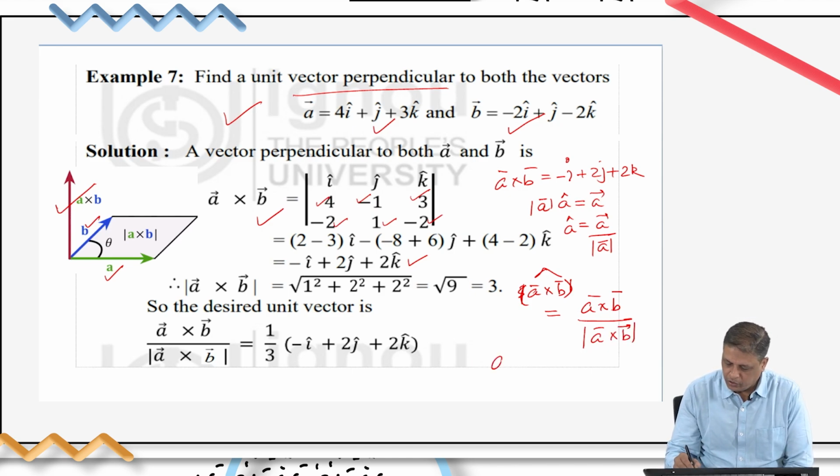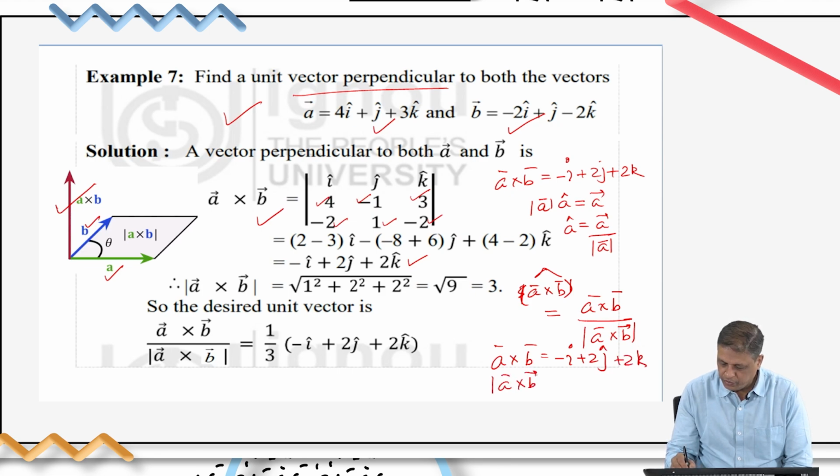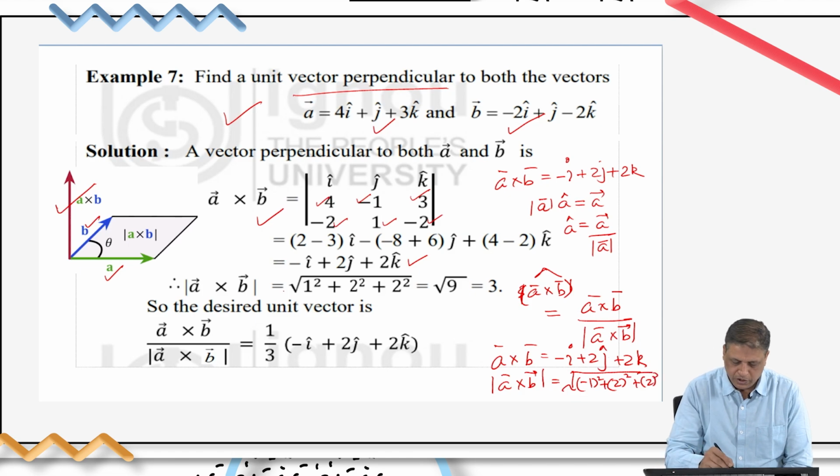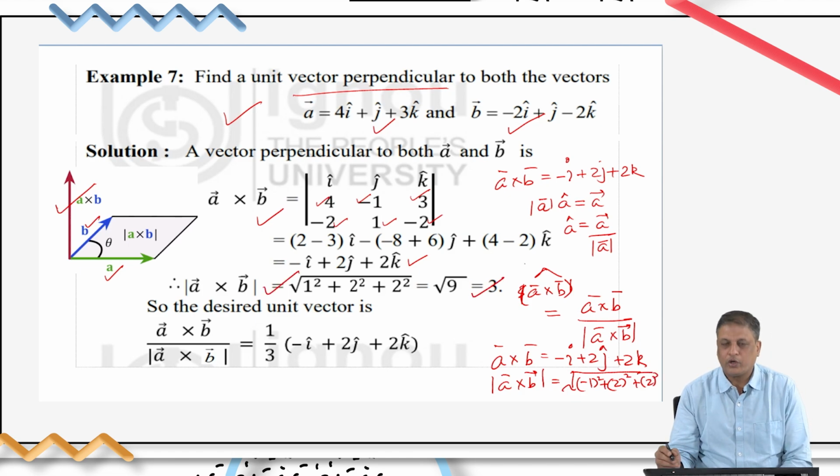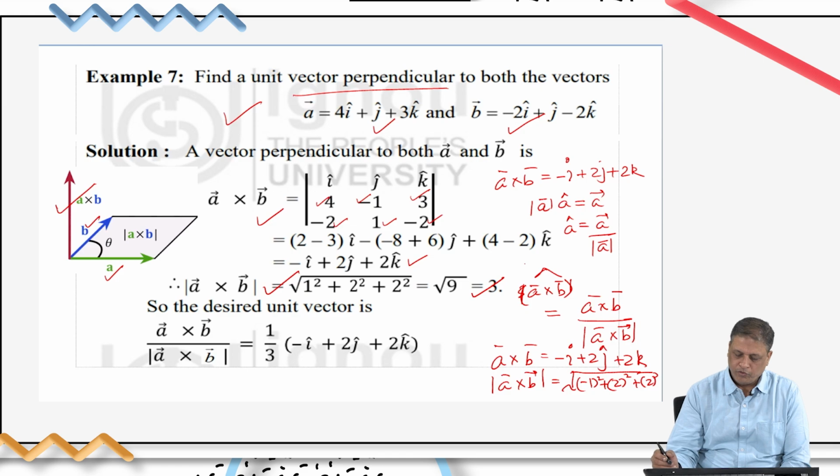Since the vector A cross B turns out to be minus i plus 2j plus 2k, therefore the magnitude of A cross B is equal to the square root of (minus 1) squared plus 2 squared plus 2 squared, which is the square root of 9, that is equal to 3.